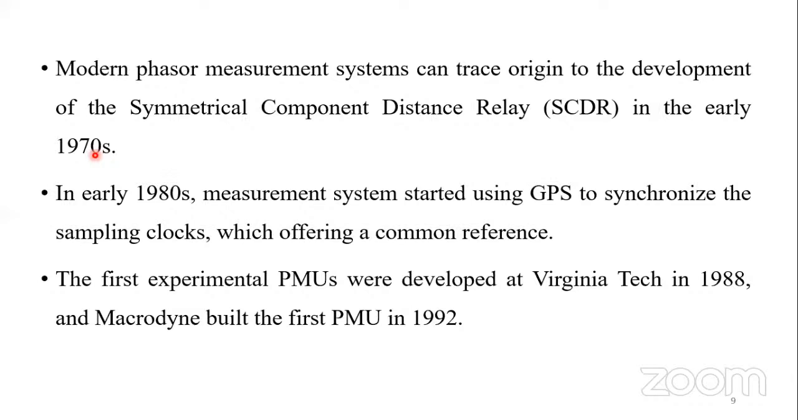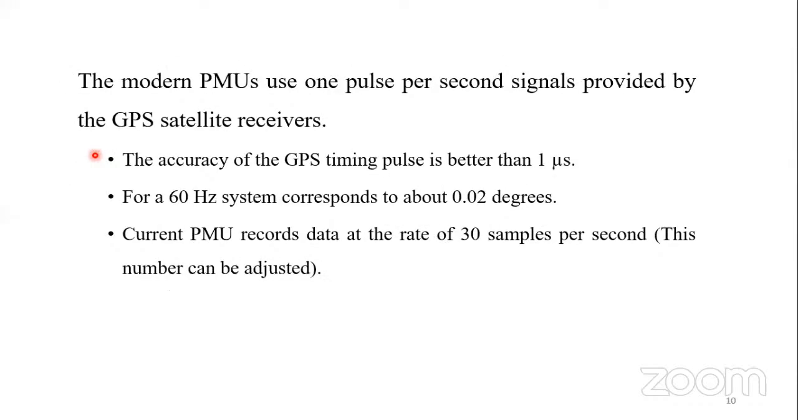The advent of the PMU, the phasor measurement unit, comprises this GPS technology, and all signals are timestamped. It was developed at Virginia Tech in 1988, and the first model, Macrodyne, was manufactured in 1992. As we have just talked about the GPS technology, the accuracy of timing of GPS technology is better than 1 microsecond. That is very good, because if we don't have a timestamp, there would be a problem gathering the information.